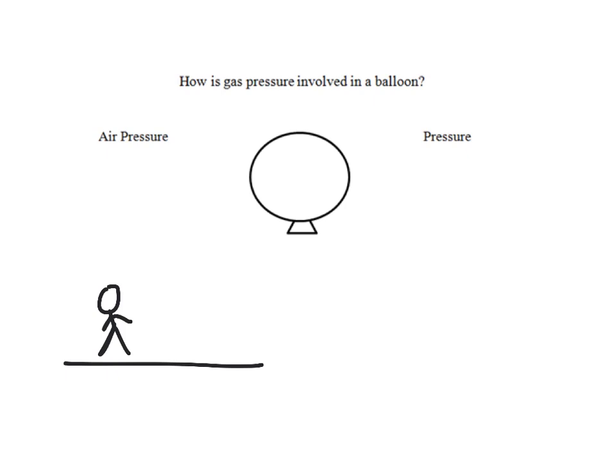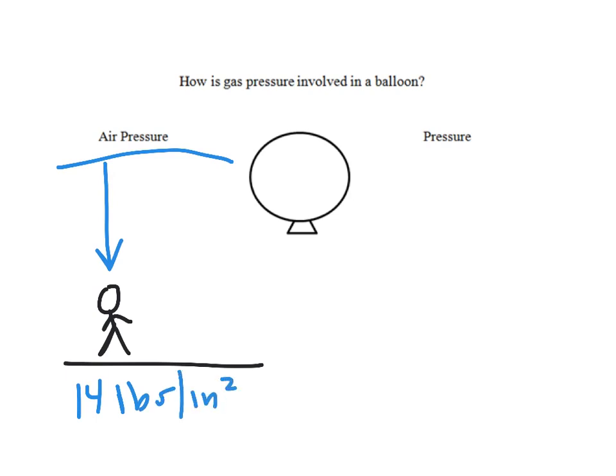So this person at sea level, here's the top of the atmosphere, and there's this air pressure pushing down. That column of air from the top of the atmosphere down to their head is pushing down on them. And normal air pressure is 14 pounds per square inch. So every square inch on that person's head, you're feeling another 14 pounds of pressure pushing down. We don't notice that because we were born that way. We don't know any different.